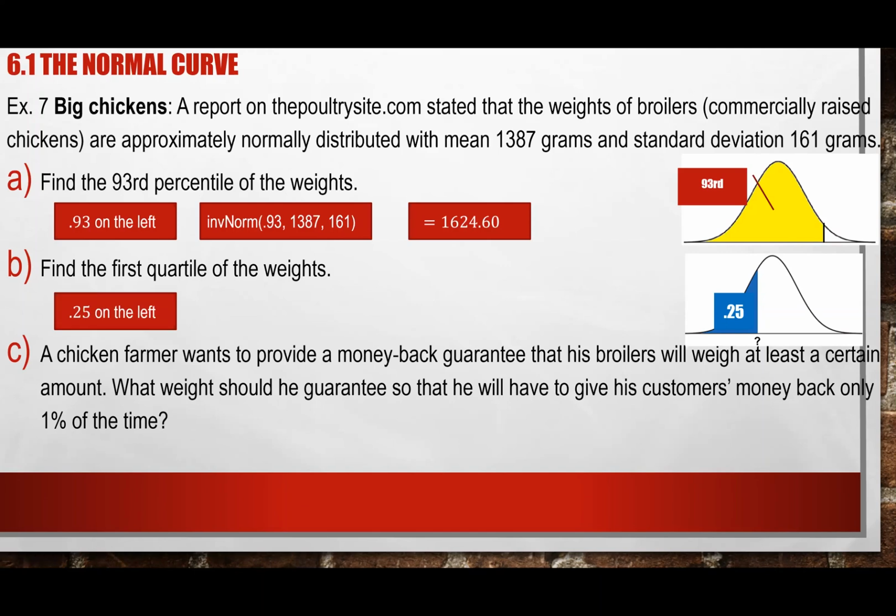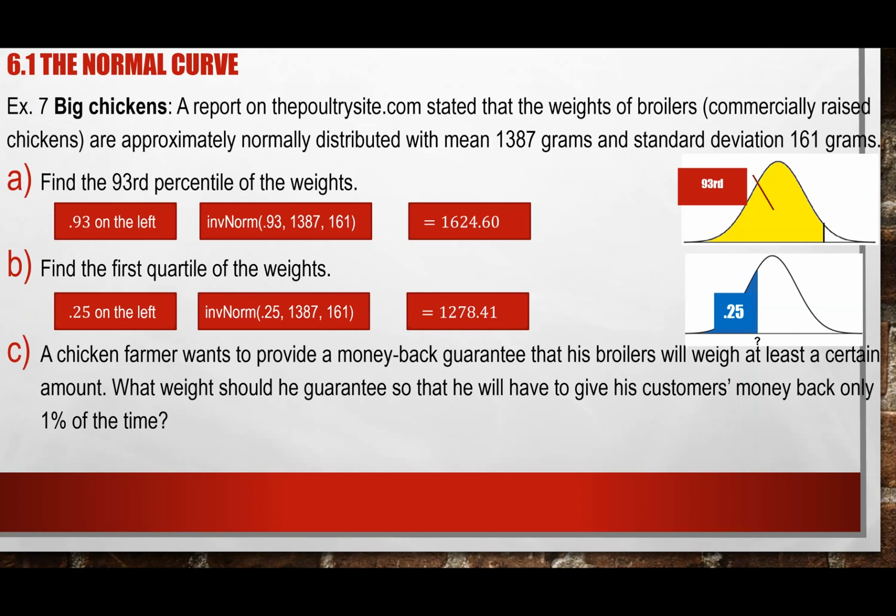In this case, if we know the area to the left, all we need to do is put in our inverse norm. If the chicken weighs 1,278.41 gram, that will be in the first quartile, or we can say 25th percentile. It's just different wording, but hopefully the wording doesn't confuse you. It's just a fancy way to say the percentage to the left of the value.